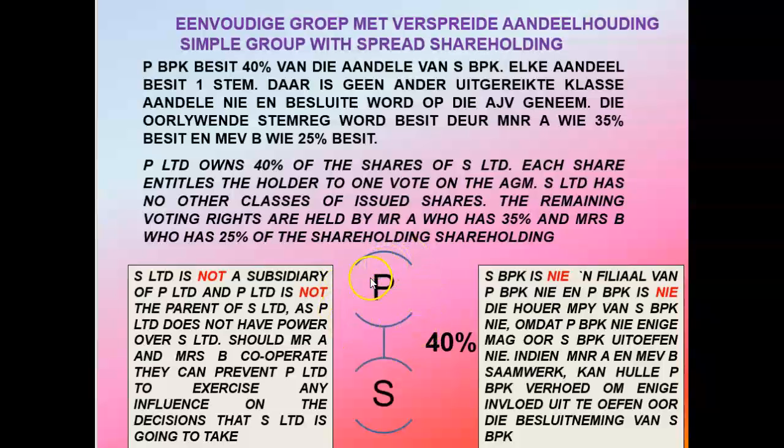So P can never exercise control over S, whilst Mr. A and Mrs. B can stand together and oppose whatever P is suggesting S has to do. So therefore P doesn't control S, because if Mr. A and Mrs. B collude in a decision, then P cannot win that vote. So therefore, this is not a group company and S is not a subsidiary of P.